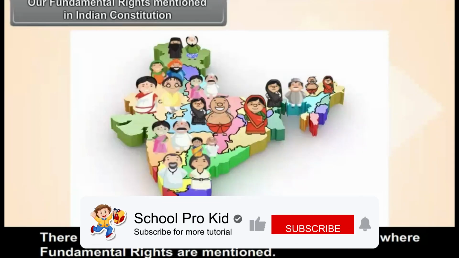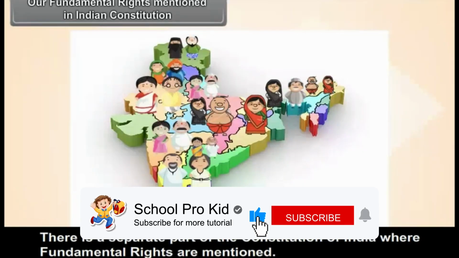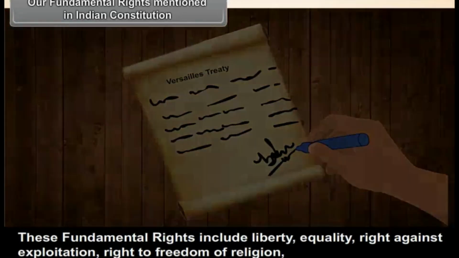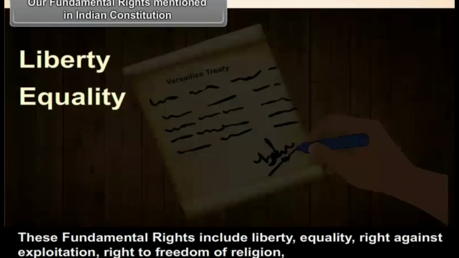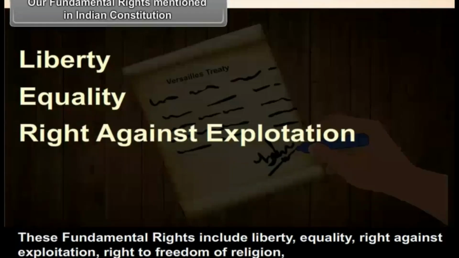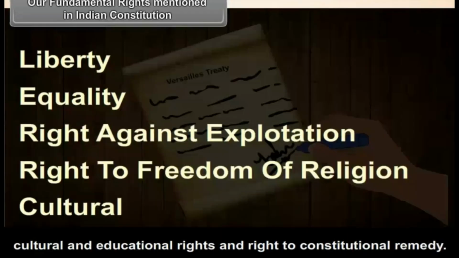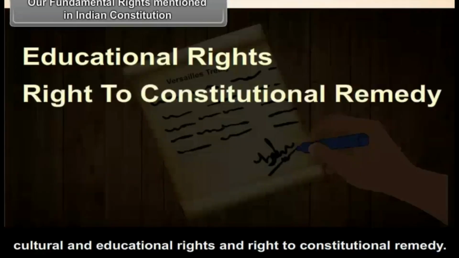There is a separate part of the Constitution of India where fundamental rights are mentioned. These fundamental rights include liberty, equality, right against exploitation, right to freedom of religion, cultural and educational rights, and right to constitutional remedy.